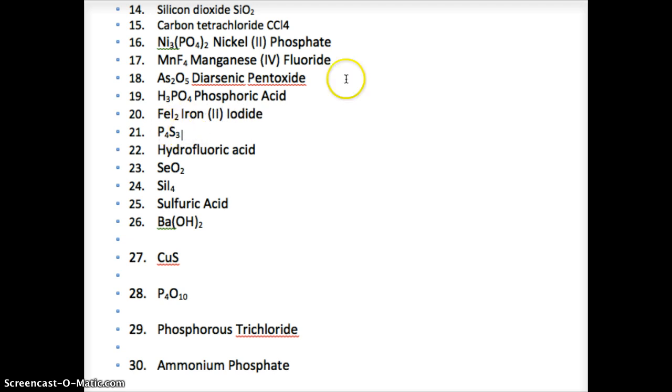Number 21. Phosphorus and sulfur coming together. Phosphorus is a nonmetal, sulfur is a nonmetal, so this is molecular, so you use your mono, di, tri. So we've got 4 phosphorus, so tetraphosphorus, and then there's 3 sulfurs, so trisulfide. Okay. Number 22, we have hydrofluoric acid.